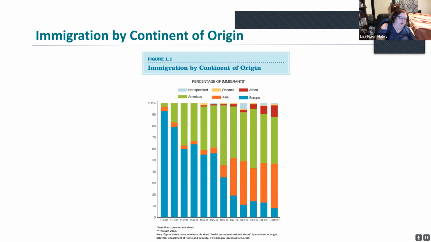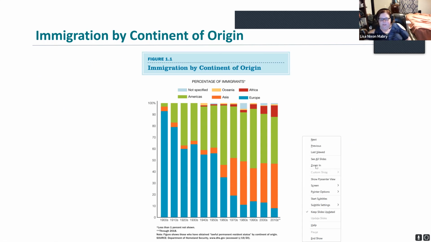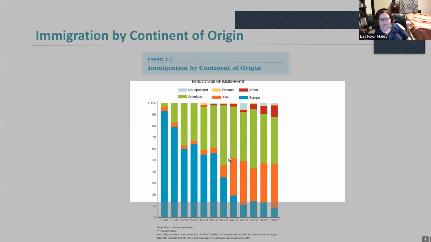So now in the 21st century, we have a different breakdown. You can see on page 13, figure 1.1, immigration by continent of origin. Where did most Americans come from at the start of the 20th century? How does that compare with immigrants in the 21st century? So let me zoom in a little bit in case you need to see that if you're not looking with your book.